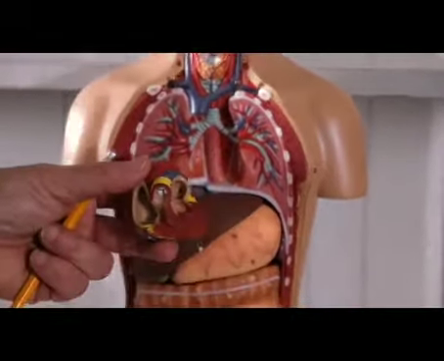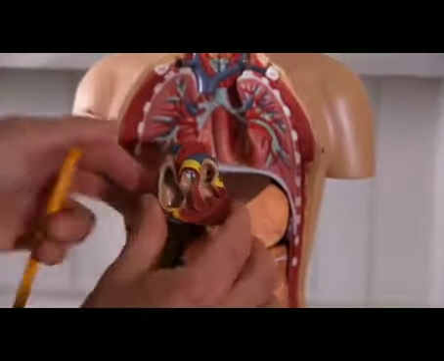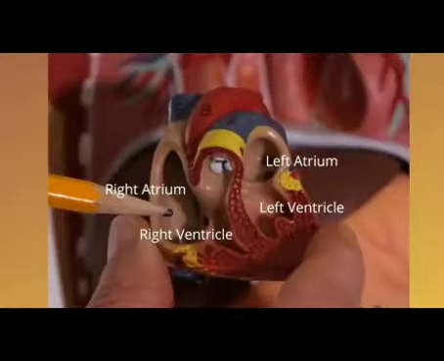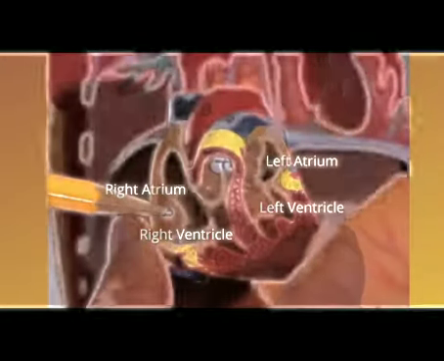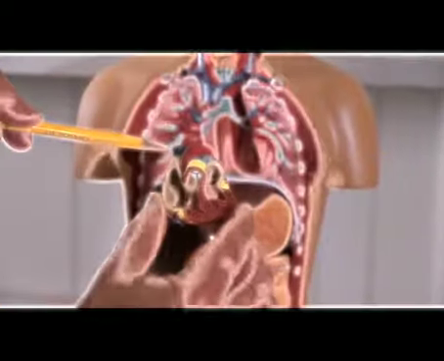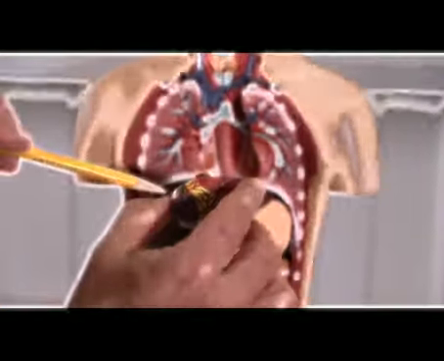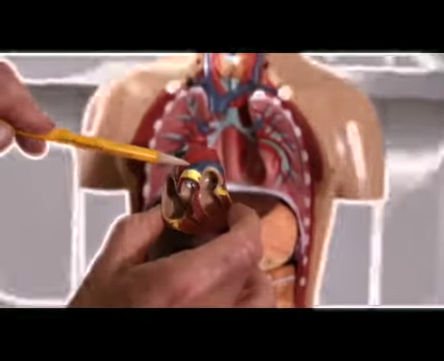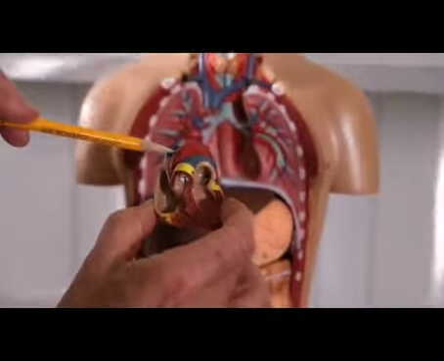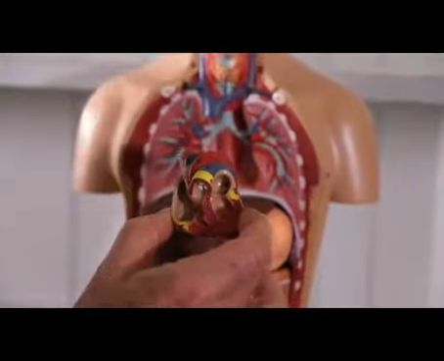Here's the heart, but let's open up the heart and see what's in there. We have the right atrium, right ventricle, left atrium, left ventricle, the superior vena cava, and underneath is the inferior vena cava, pulmonary trunk right there, and the ascending aorta.